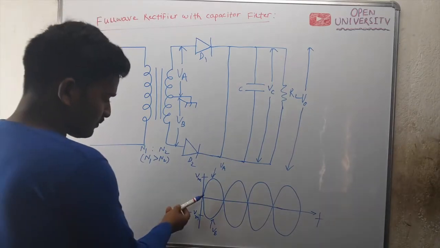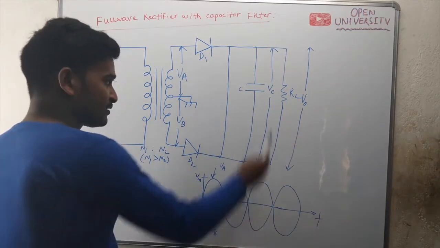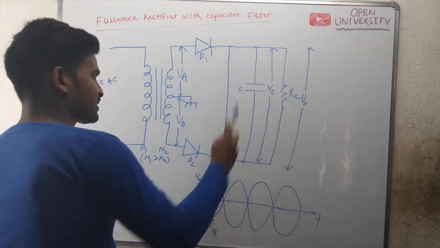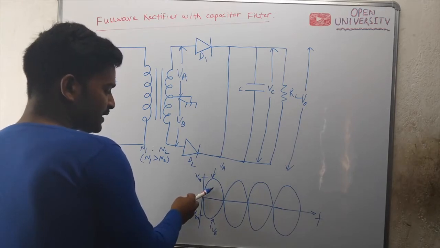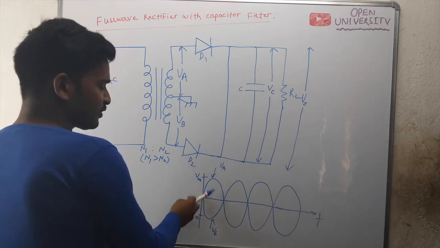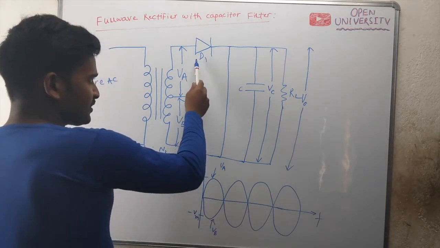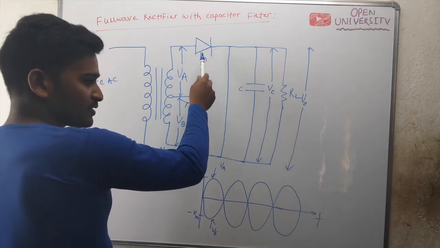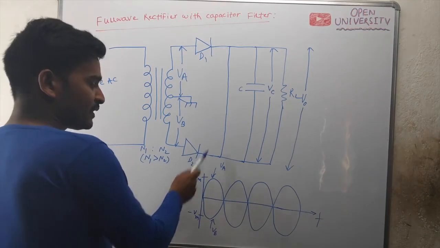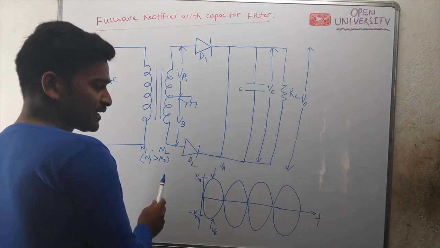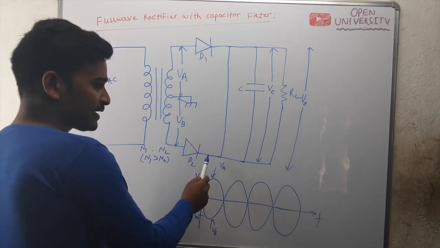Now, initially assume the voltage across the capacitor is 0. The capacitor is discharged, no voltage across the capacitor. Now, initially what will happen? VA is positive and VB is negative. Since VA is positive, diode D1 will be forward biased and replaced with a short circuit, and at that time D2 will be reverse biased because VB is negative. So D2 will be open circuited.